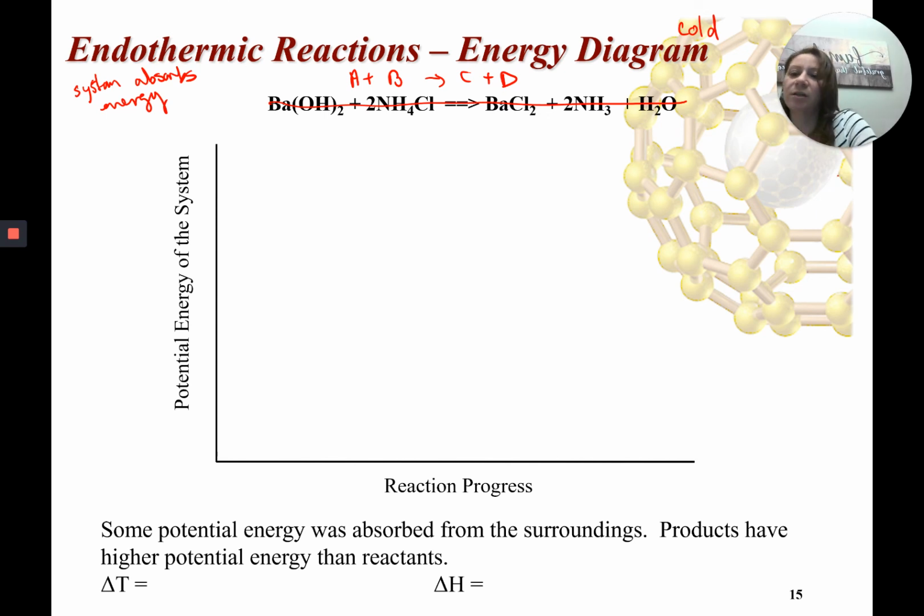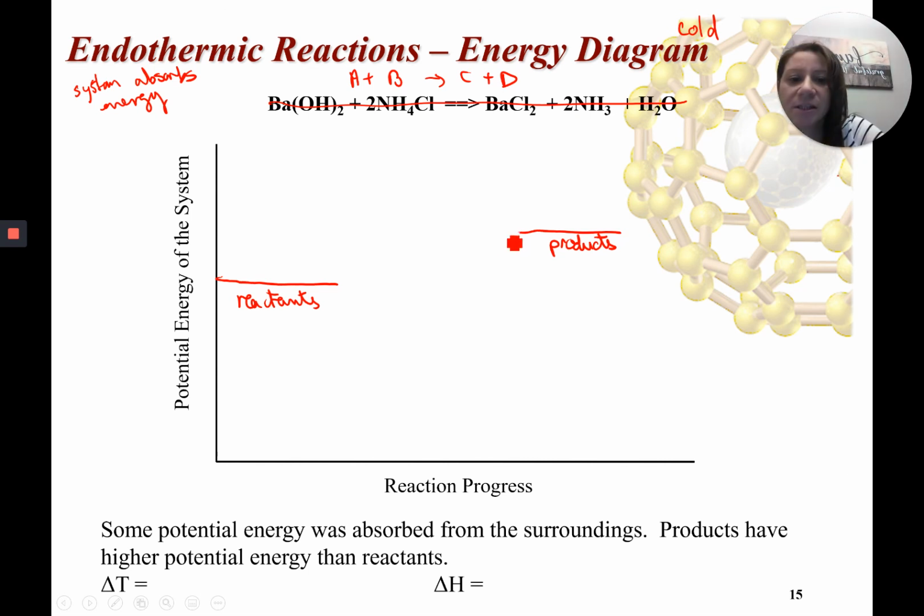So similar to what we did last time, we're going to say our reactants have a certain amount of potential energy. So in an endothermic process, those reactants absorb energy, they take in energy, and so your products are going to have higher or lower energy than the reactants. Well, if the reactants are here and they're absorbing energy, they're taking more energy in, then the products would have higher energy than the reactants. So maybe my products are right here. So some potential energy was absorbed from the surroundings. So the products have higher potential energy than the reactants in an endothermic process.